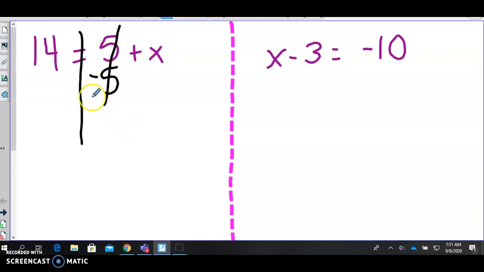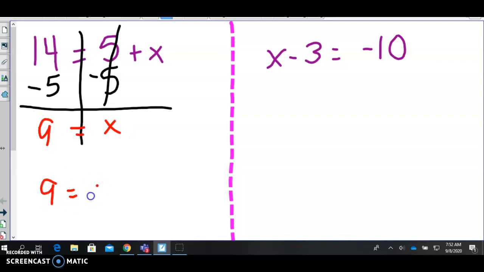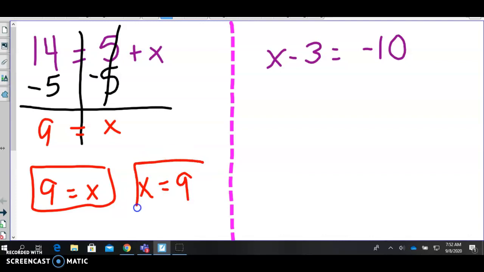But remember, what I do on one side, I have to do on the other. So I'm going to go and subtract 5 over here. Okay? I can draw my line, whatever you want to do, it doesn't matter. So then I will bring down my x, and then I will do 14 minus 5, which gives me 9. So my answer is 9 equals x, or we kind of like to write it like this, x equals 9.